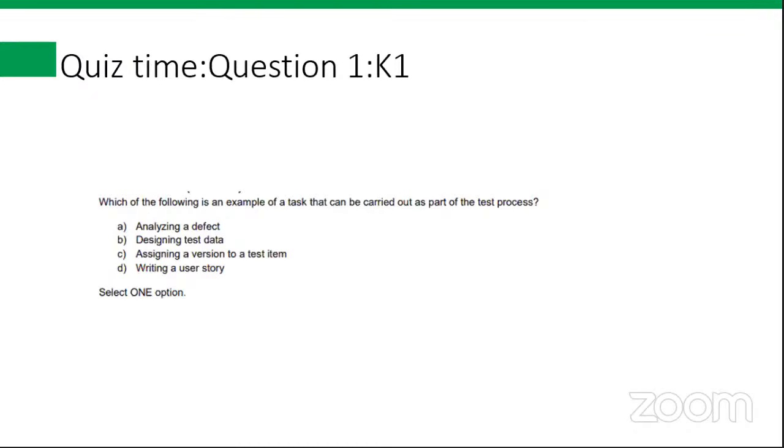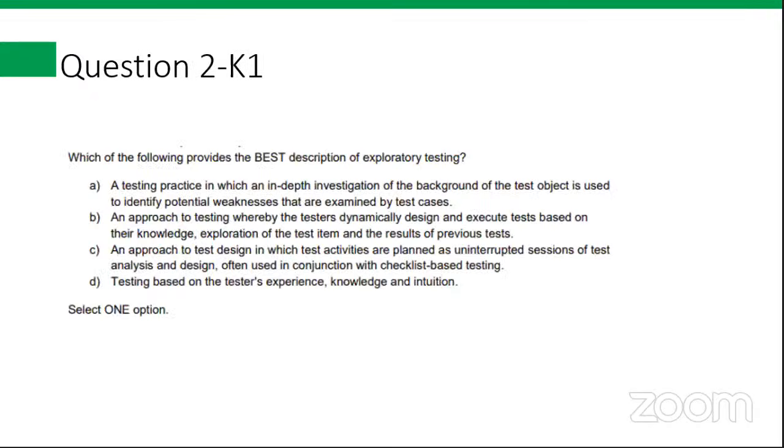And the final option is writing a user story. If you're working in an agile team, you should be aware of who's writing the user story. Definitely a member of the agile team, maybe your PO or a scrum master. So it's definitely not coming into the test process. So the right option would be option B, that is designing the test data. Okay, so now let's go to the next question.